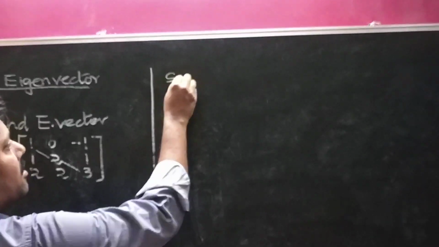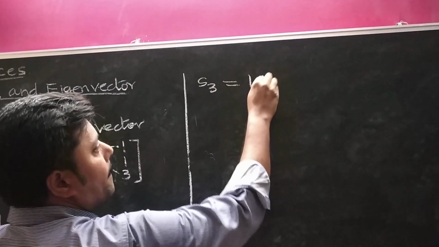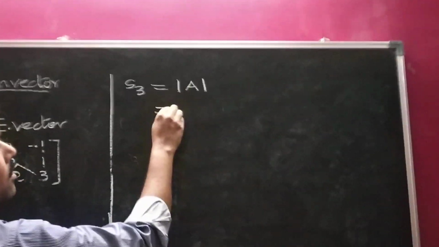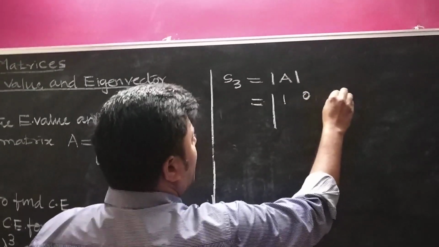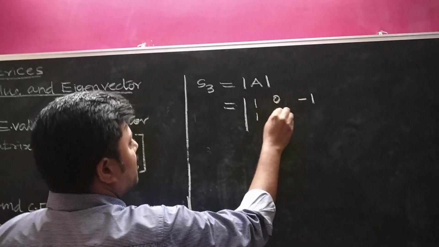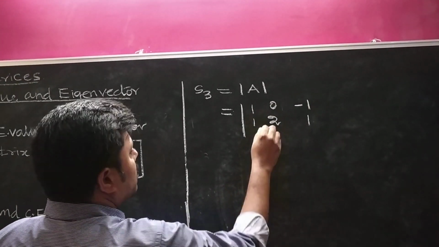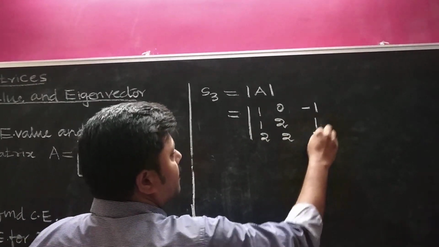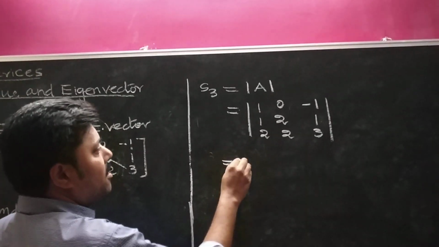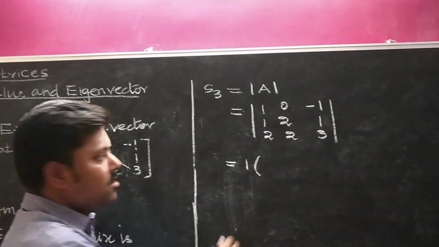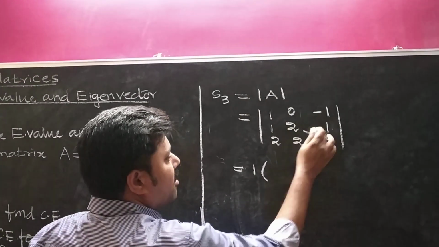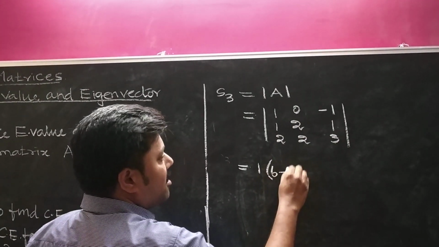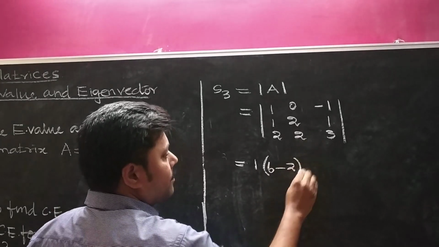S3 is the determinant of A. So what is the determinant? [1, 0, -1; 1, 2, 1; 2, 2, 3]. So determinant expansion. First 1: omit the column and row. We get 2 into 3 is 6, minus 2 into 1 is 2.